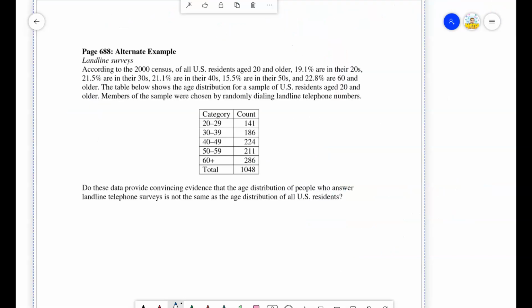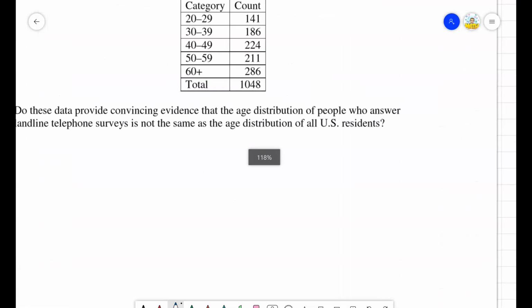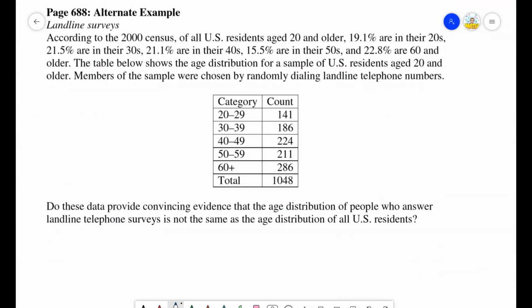Okay, so here we have a chi-squared hypothesis test we'll be able to do start to finish, right? As soon as I see, do these data provide convincing evidence, I know I'm going to do a hypothesis test. We could use the template. I'm not going to use my template. I'll kind of just use it in my head. I'll go through all the steps that would be found in it. But it says, according to the U.S. Census, of all U.S. residents age 20 and older, 19.1% are in their 20s, 21.5% are in their 30s, and so on down.